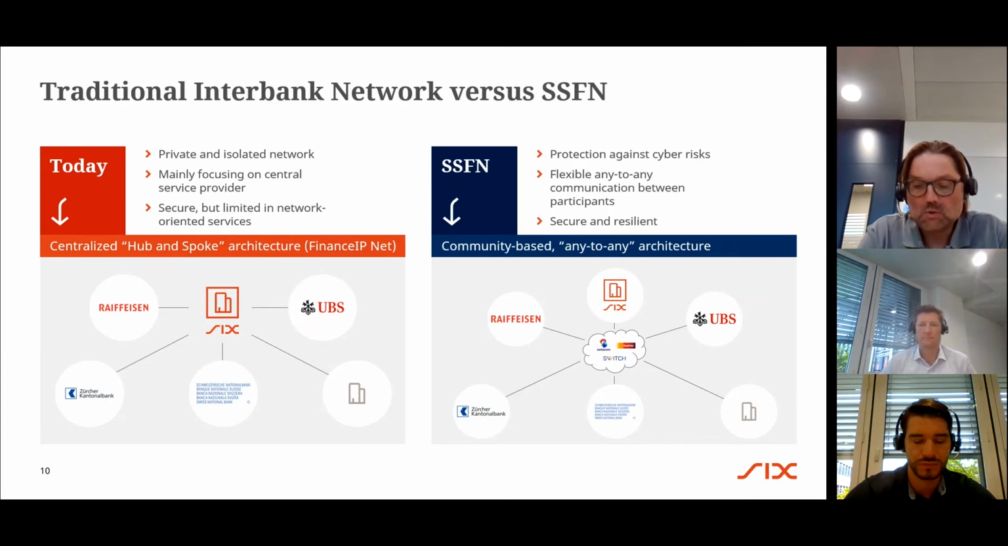In the middle you see a cloud, but for me there must be a cloud around all the members of the network, because now we have parties which offer connectivity services, we have participants of the network, and we have SIX, for example, which is offering services via this network. And within this network, we have any-to-any connection, which means that all the participants can communicate with all the other participants, which is a big difference from the existing Finance IP network. There are so many other details and features which Beat will tell you about.